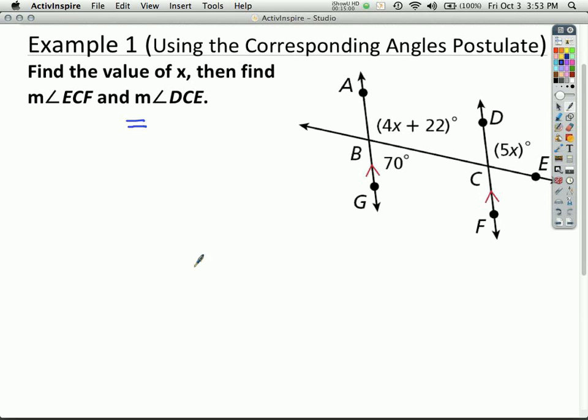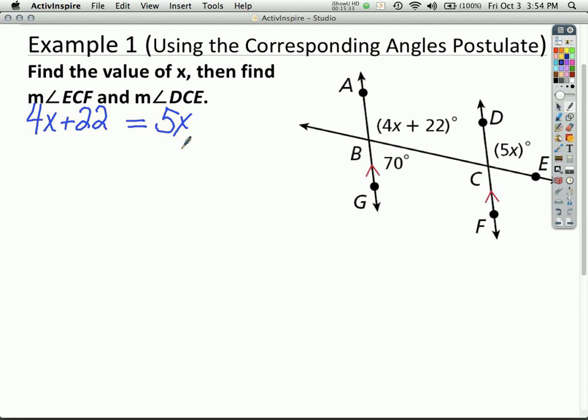Okay, so Stephen is proposing that we can do this. What reason could you give to support his conjecture that we could do that? Is there a reason? Go ahead, Stephen. The corresponding angles postulate says that these two angles are congruent. And since they're congruent, their measures are equal. So we can set up this equation. Don't write anything yet. What else could we set up?